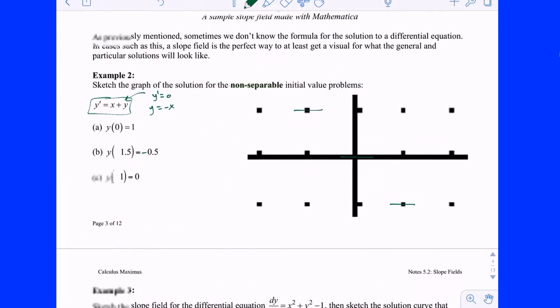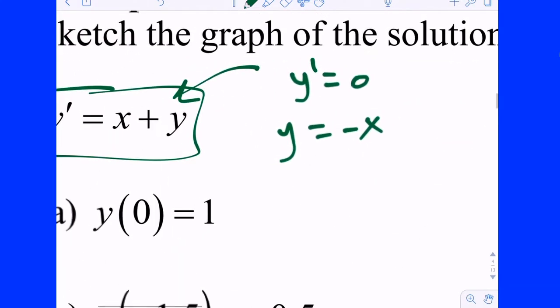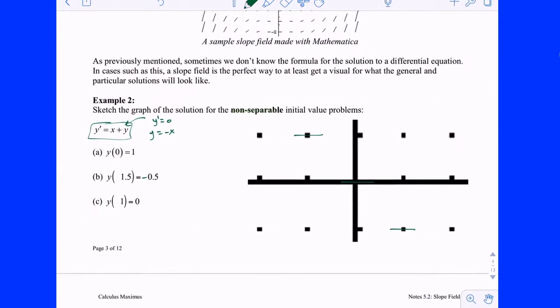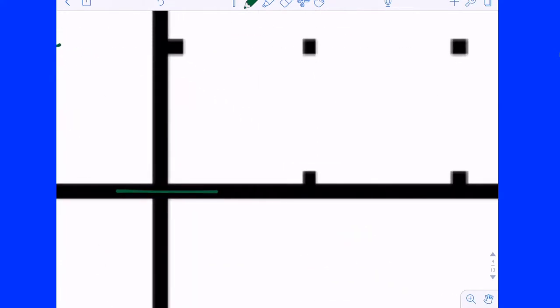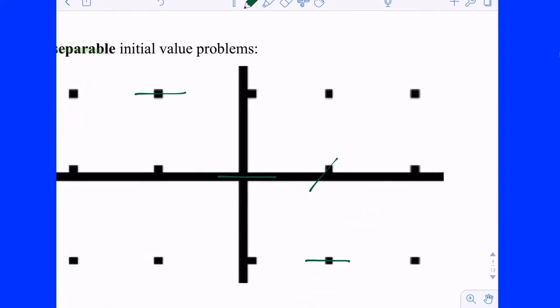What else can we do? Is this ever undefined? X plus y, is it ever undefined? Because those would be possibly vertical slopes. No. So now we can go ahead and just pick a point, like the point (1, 0). You plug it in, what do you get? What's 1 plus 0? 1. That's another important one. That's your 45. Actually, you got to aim it from here. You got to aim it towards that point. That's your 45 on this scale.